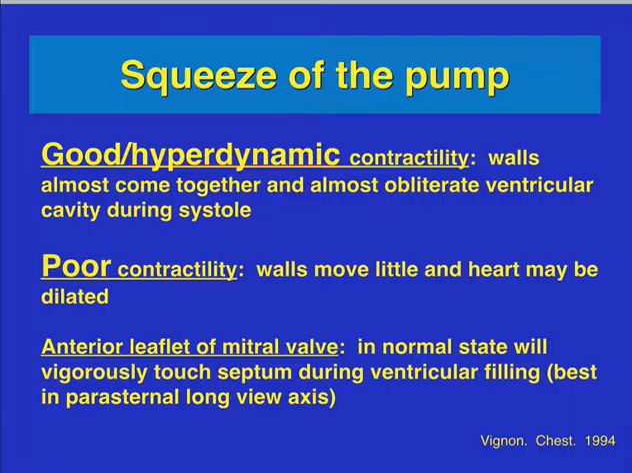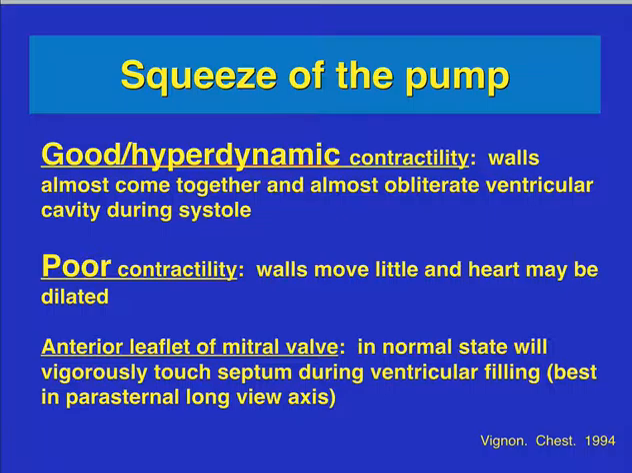So first of all, for normal and hyperdynamic contractility, the walls almost come together and almost obliterate the ventricular cavity during systole. If you have poor contractility, the walls move little, and the heart may even be dilated. Remember, you're also looking at the volume in the LV. So even if the LV walls have poor contractility, but you have low volume in the LV and no B lines on the lung exam, the patient may still be able to tolerate some fluid and may not need inotropic agents instantaneously.